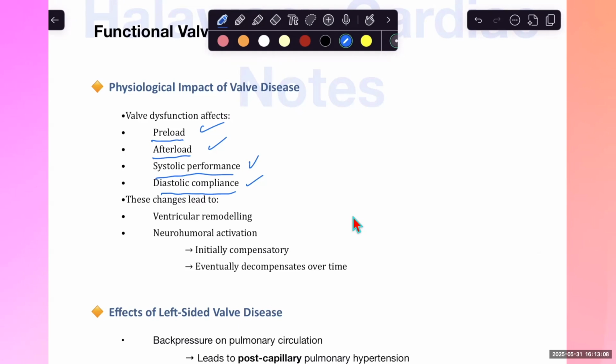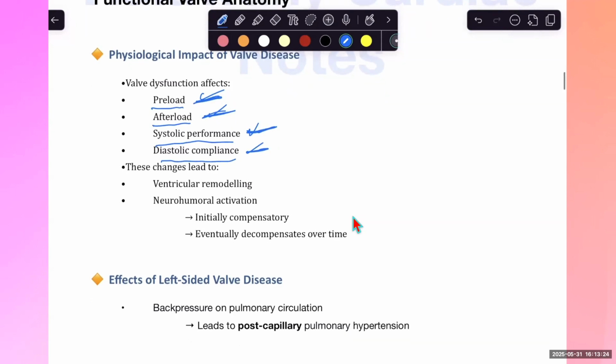So a patient with heart valve disease, you should suspect that he has a problem in the preload and the afterload and the systolic performance and the diastolic compliance. All these problems will occur in the heart. It will do two things: ventricular remodeling and neurohormonal activation.